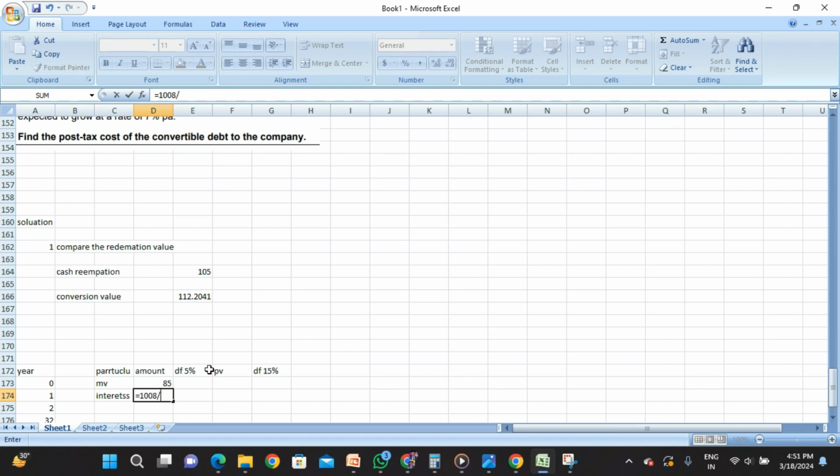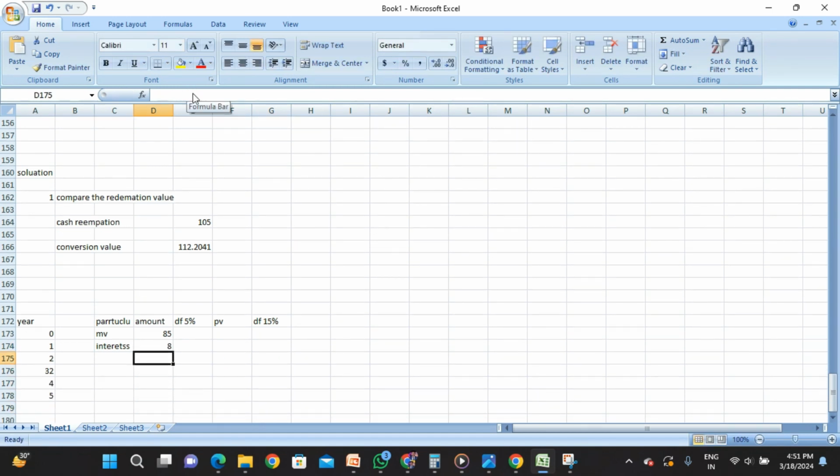100 into 8 divided by 100, we are getting 8. In all years we are getting an amount of 8. In the last year we are getting 112, this amount, plus the interest 8, okay, 120 we are getting.